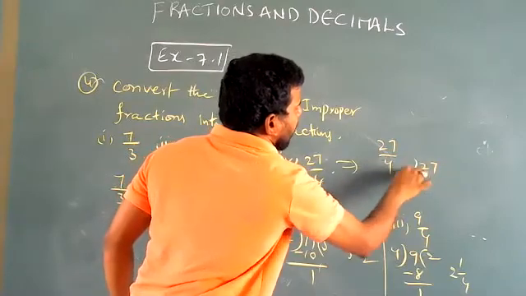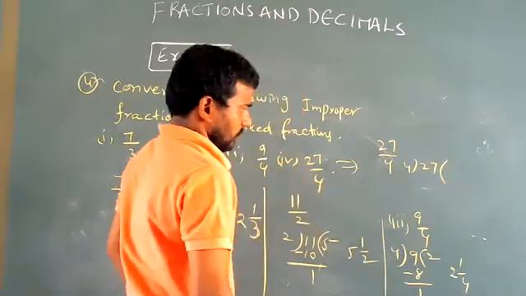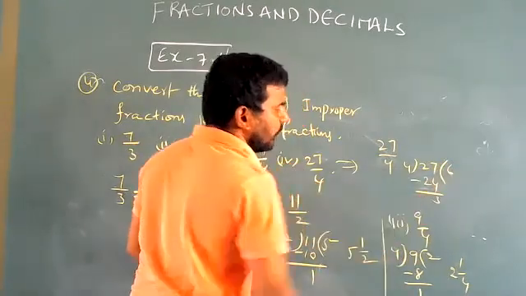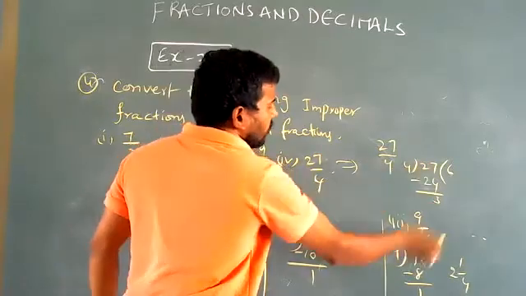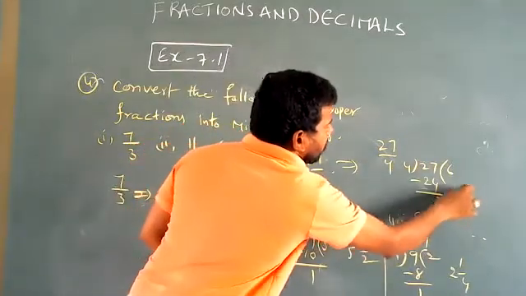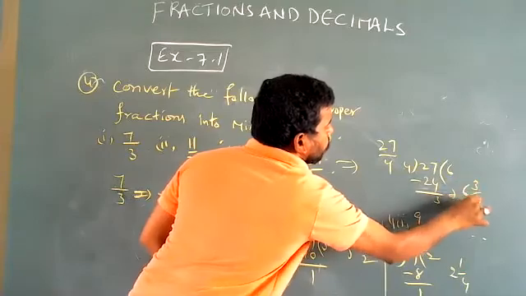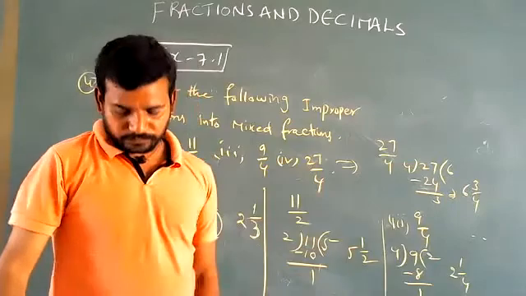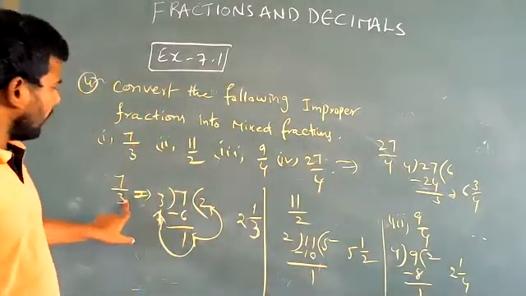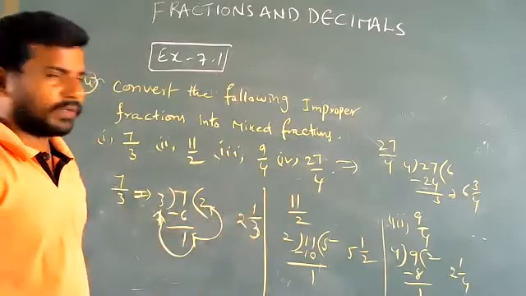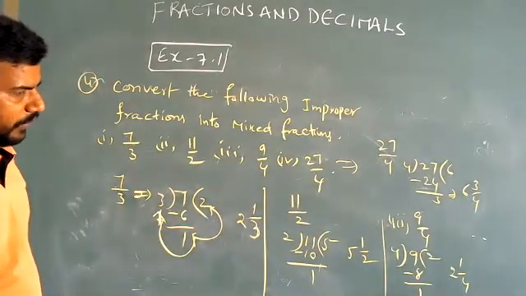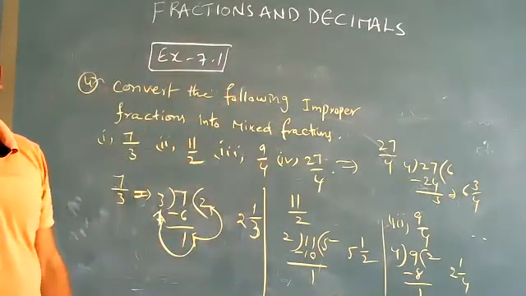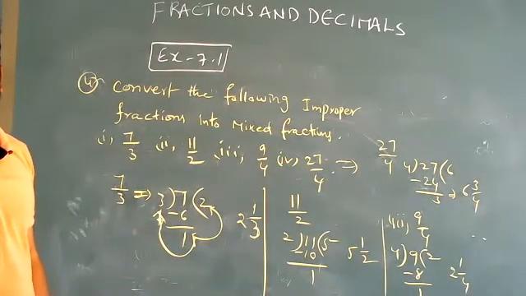Now the fourth problem, 27 by 4. 6 fours are 24. 27 minus 24 is 3. So what is the answer? 6 3 by 4. That is the answer of the fourth problem. Clear? 7 by 3 is 2 1 by 3, 11 by 2 is 5 1 by 2, 9 by 4 is 2 1 by 4, and 27 by 4 as a mixed fraction is 6 3 by 4. That is the answer. Clear, children?